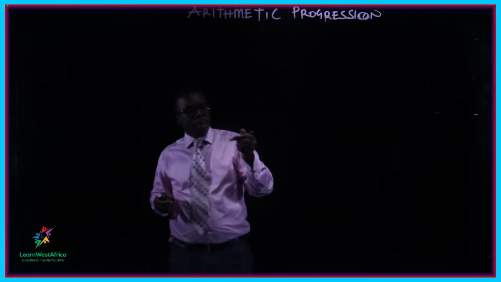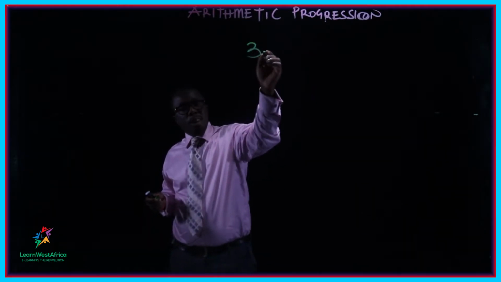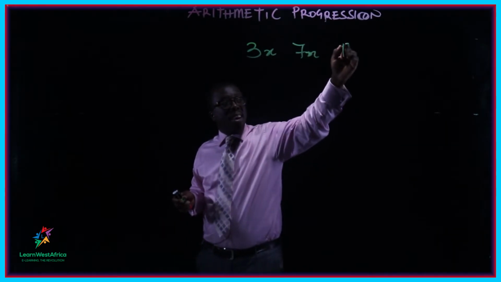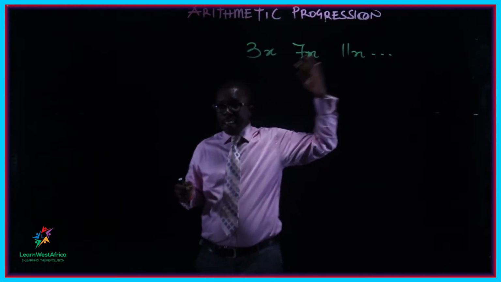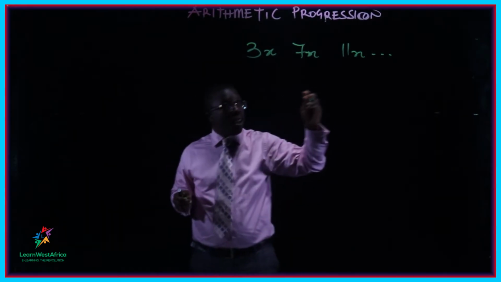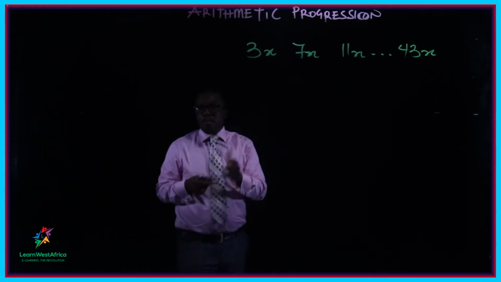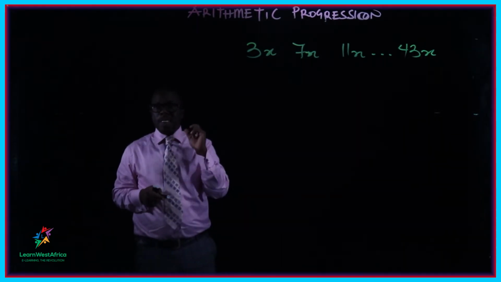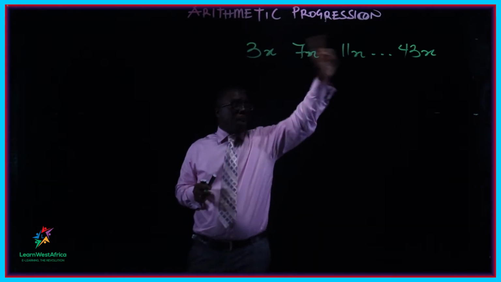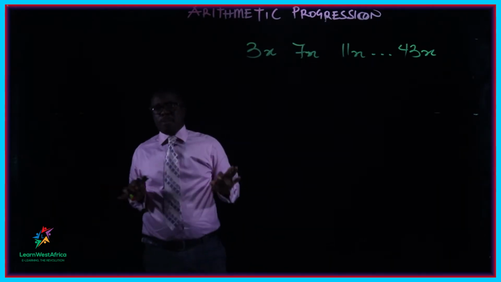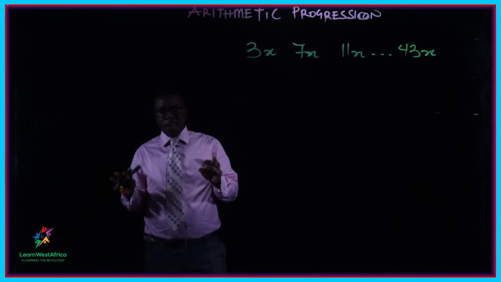We are saying that the sequence is 3x, 7x, 11x, and it keeps on like that. And the last term is giving us 43x. Okay? This is what the question is saying. These are the first 3 terms and the last term is 43x. The question is, let's find the number of terms.